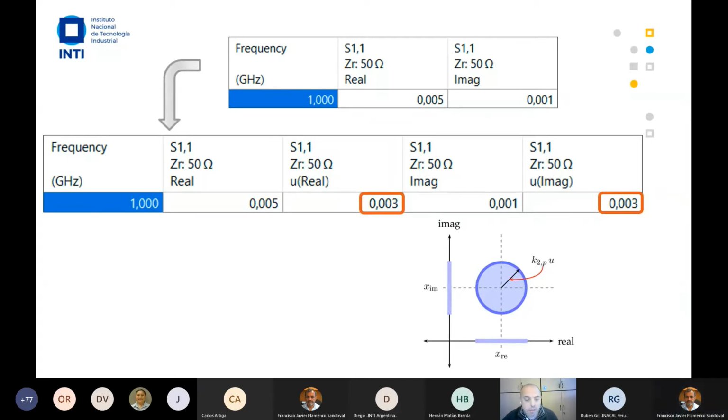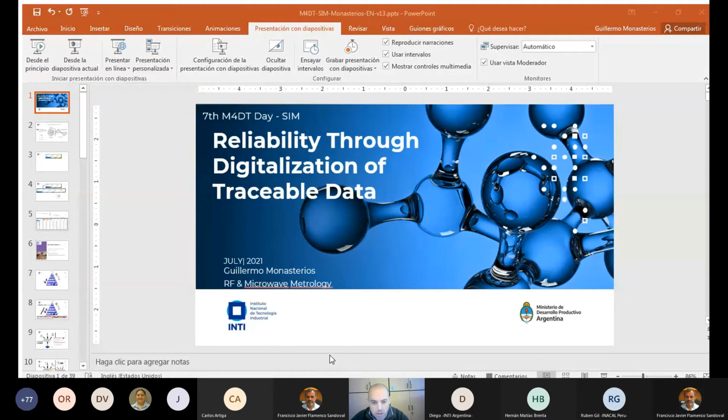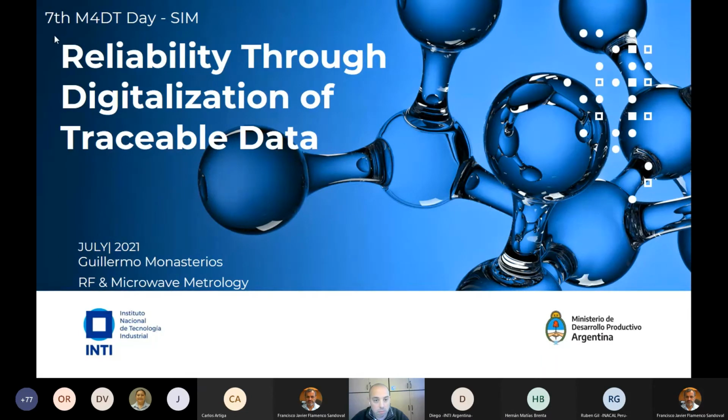Disculpa, Guillermo. Algunos usuarios tienen problemas para ver la pantalla. ¿Puedes dejar de presentar y volver a presentar? Okay, no problem. Thank you. ¿Está cerrado tu micrófono? Sí. Okay, and try again. Ya. Right, is it okay now?